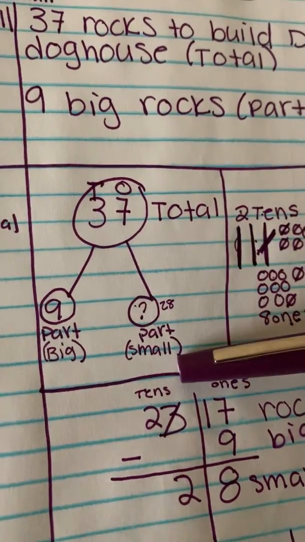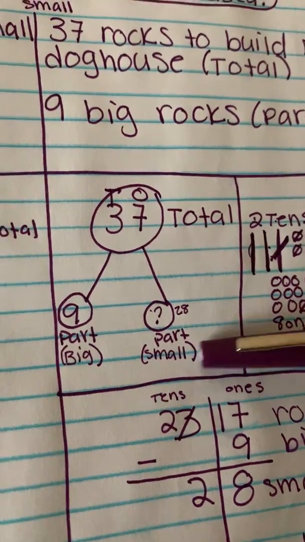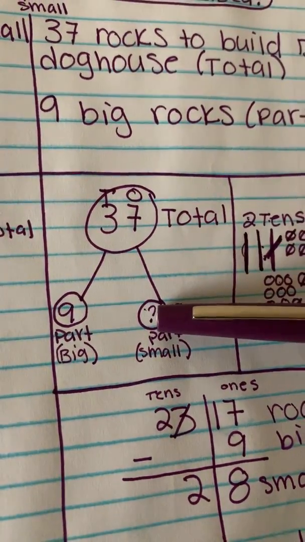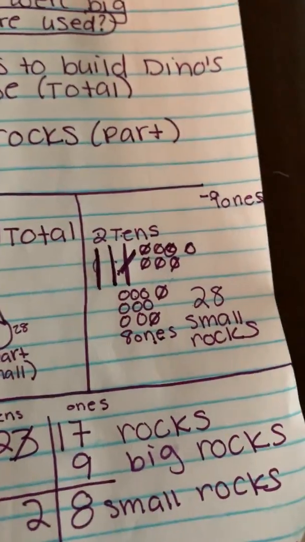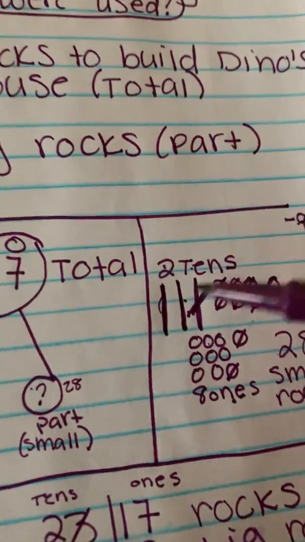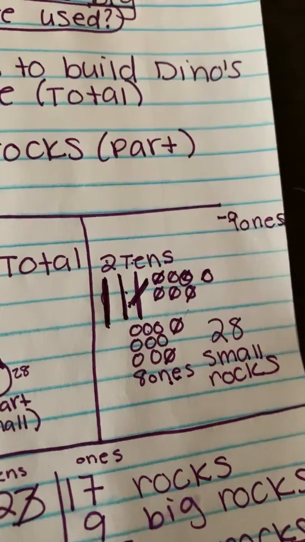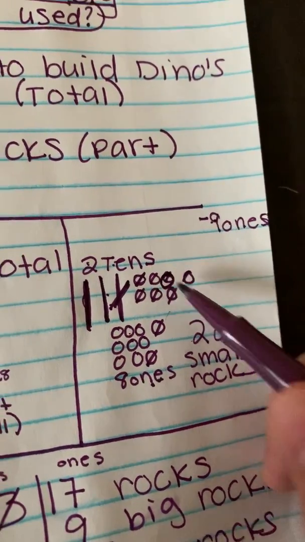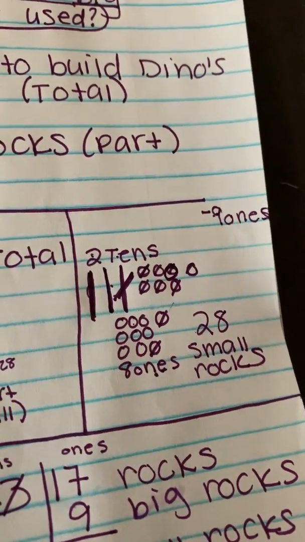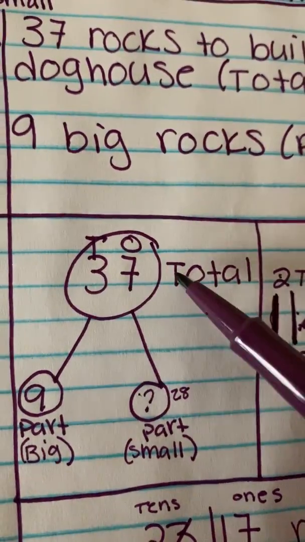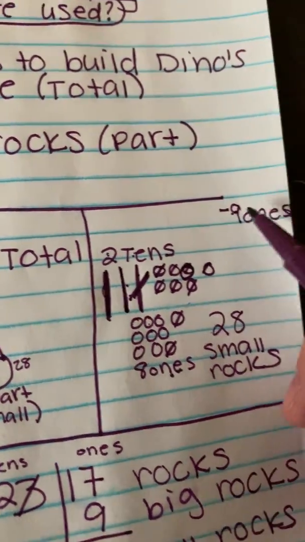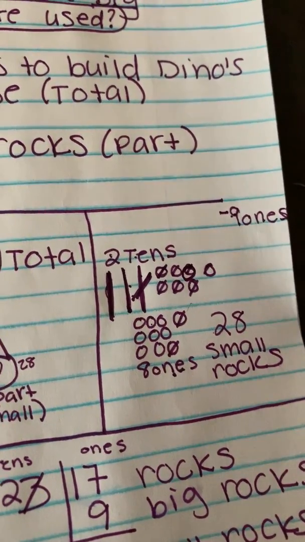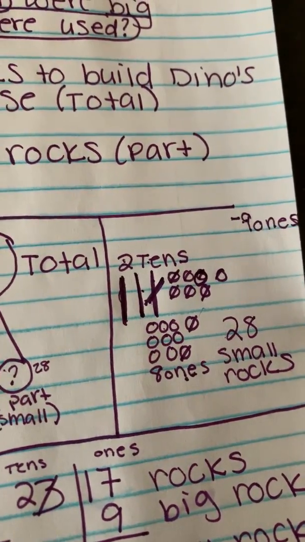This part over here is missing. This is the amount of small rocks that were used. So I put a question mark. In this pictorial, this is the base 10 blocks. The lines represent the tens, and these circles represent the ones. So since our total is 37, I did 3 tens and 7 ones. We have to subtract 9 ones to get our answer.